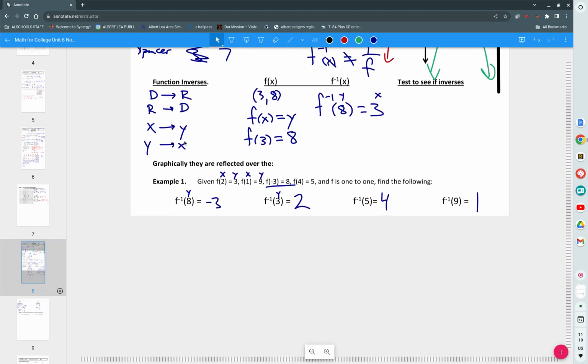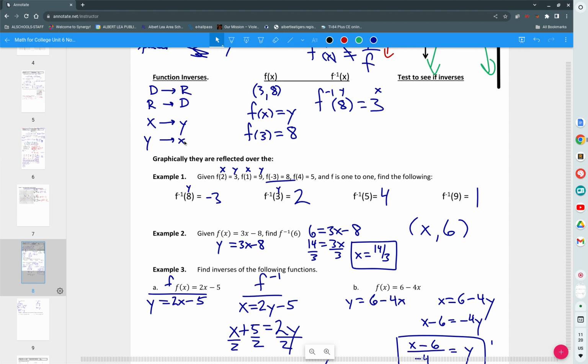We want to test to see if something is an inverse. And the way that we test to see if something is an inverse, I'll give you an example. In addition, there's a number that's the inverse of positive 3. And that number is negative 3. And those are inverses of each other because when you add them together, you get 0.